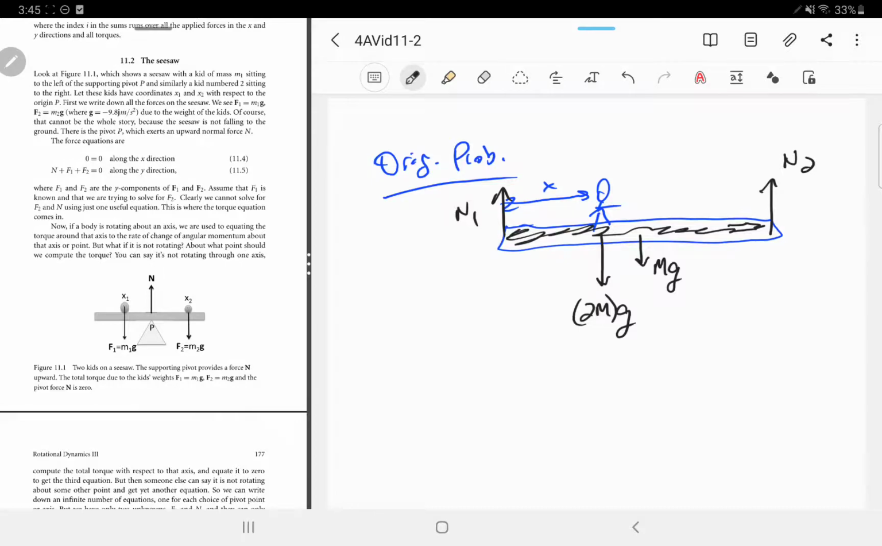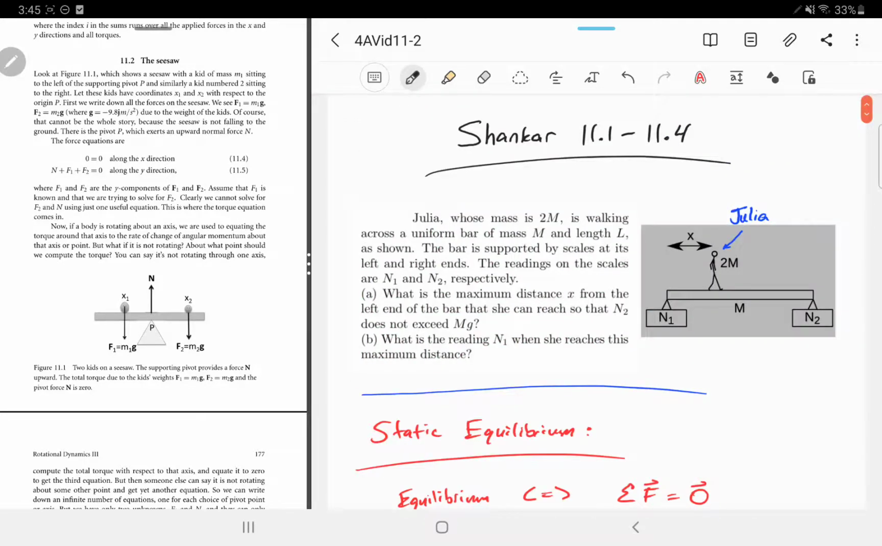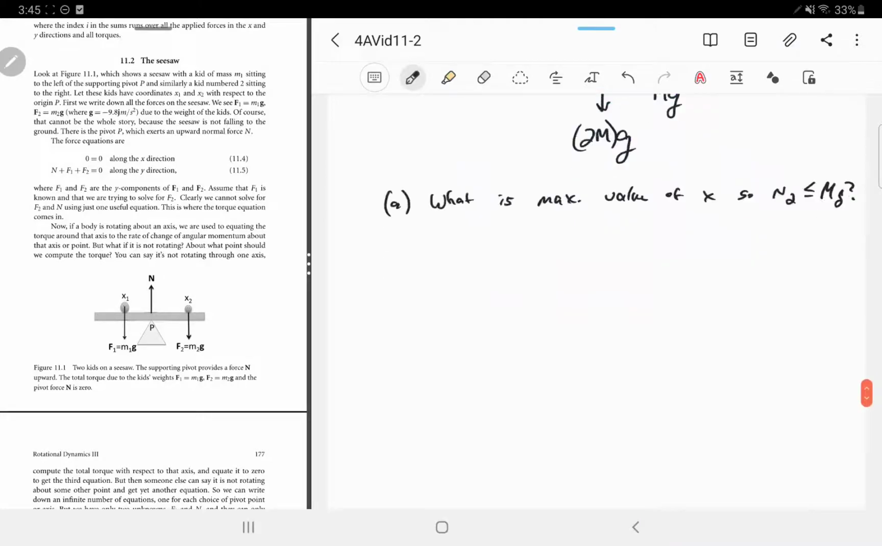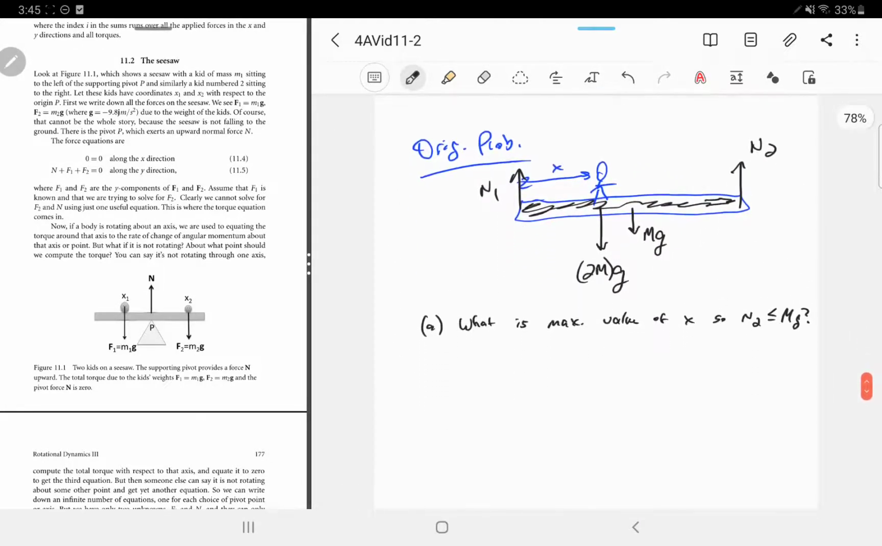Part A asks, what is the maximum value of x so that N2 is less than or equal to mg? I think N2 was the one on the right, and we don't want N2 to exceed mg. And then part B just asks, what is N1 at that maximum distance? The lesson for the day is that you have the sum of the forces equal to 0 and the sum of the torques equal to 0 as equations that you can play with.